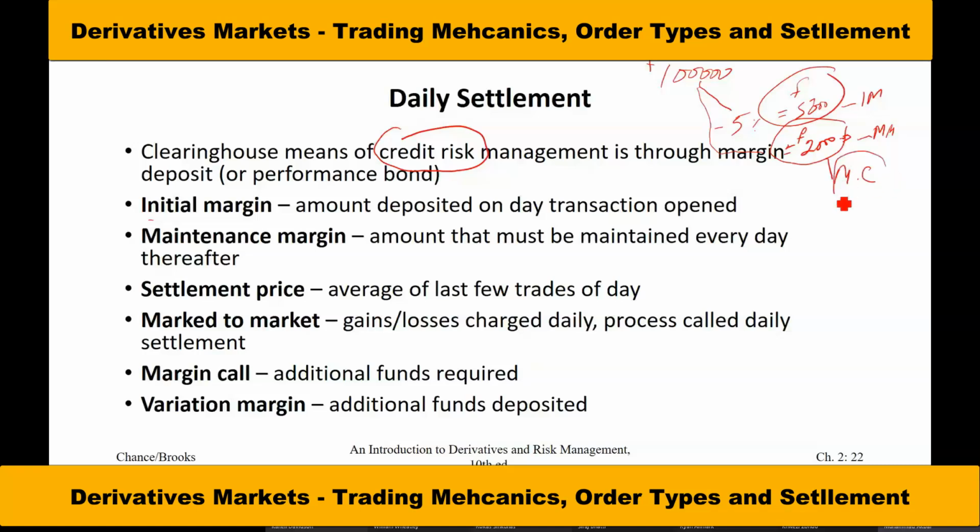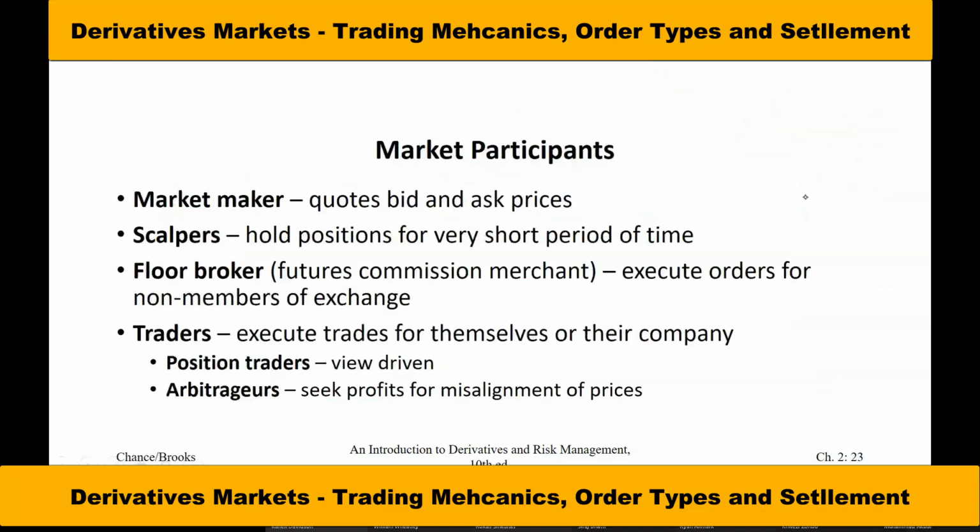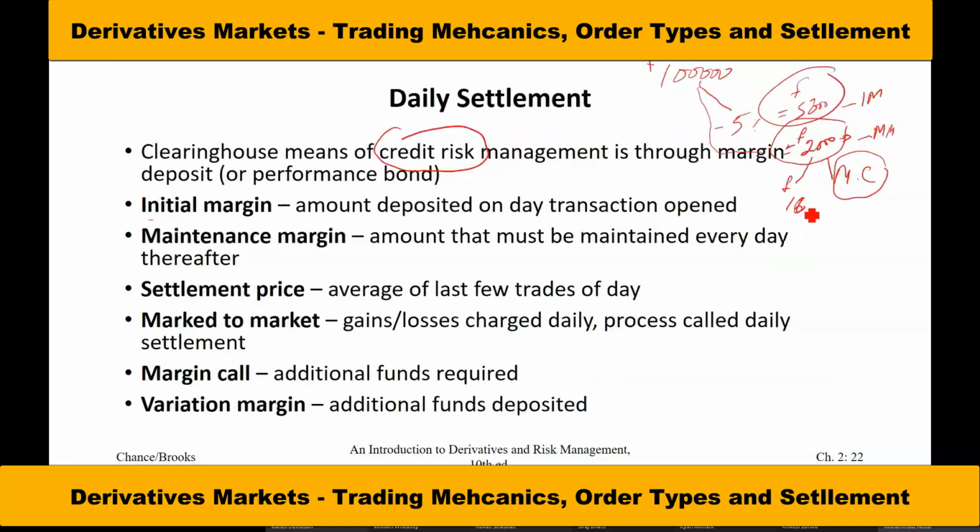So my broker will call me and say, look, your margin deposit has gone below 2,000 and it is now at, let's make it, 1,600. So you need to deposit more money, because the maintenance margin is set at 2,000. This is the minimum my margin can be at any time during the open trade. So it is 1,600 now, and I will be required to deposit some money. That is called a margin call.